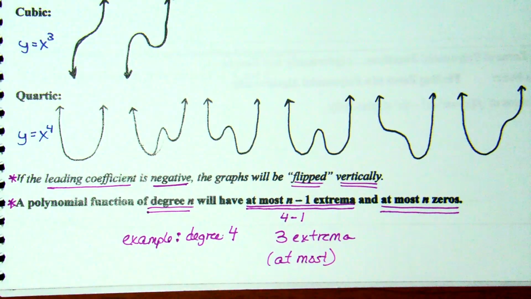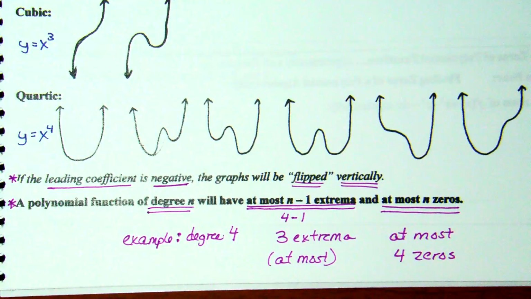I will tell you, there'd be 3 extrema, or I think 1 extrema is your other option there. Okay, and if it says at most n zeros, that would mean what? At most, what was n again? 4. So at most 4 zeros. That's what we're saying there.